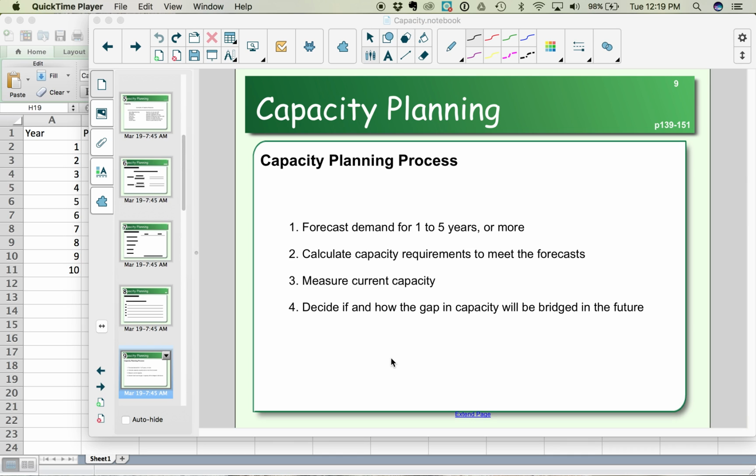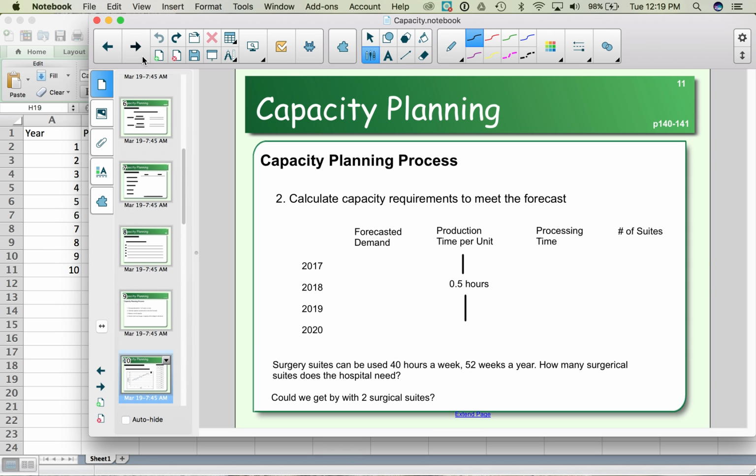So first we forecast demand, and then the second step is to take that forecasted demand and turn it into a capacity requirement. So we're going to calculate the capacity requirement that comes with the forecasted demand, and then we're going to measure our current capacity if we're already producing. We need to compare the current capacity to the requirements we have for our capacity based on the forecasted demand. And if those two don't match, we need to decide if and how we are going to deal with the gap. So let's look at an example.